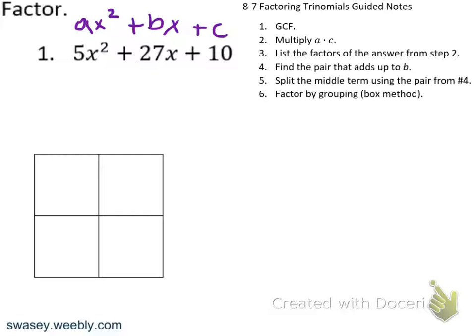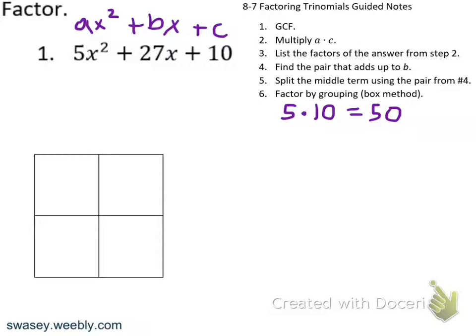So greatest common factor, if you look at all three terms, you might at first glance think 5, but then when you look at the 27, you realize 5 doesn't work. So the greatest common factor is 1. Now the a is 5 and the c is 10. So 5 times 10 will give us 50.